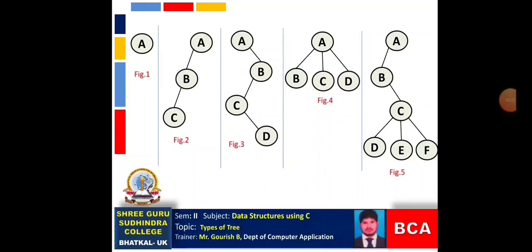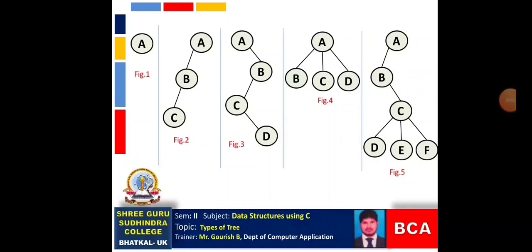Now, what about figure 5? Is it a binary tree? No, it is not a binary tree. From A to B, A is having only one child, B is also having only one child. That is fine, but we have to consider the whole tree structure. That is the reason it is not a binary tree. Why? C is having 3 children. Binary tree means at most 2: 0, 1 or 2, not more than 2. That is the reason figure 5 is also not a binary tree. So this is the concept of a binary tree.